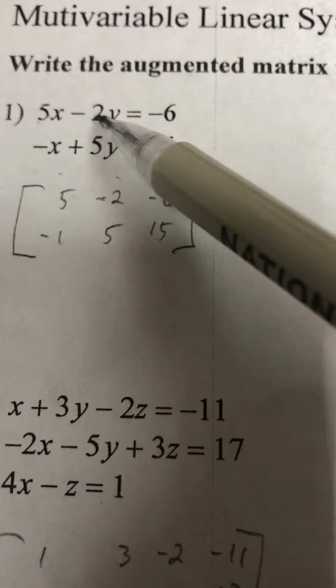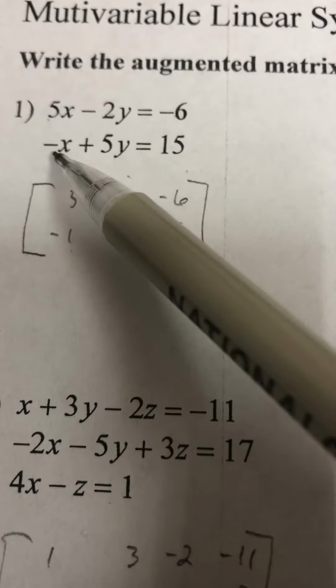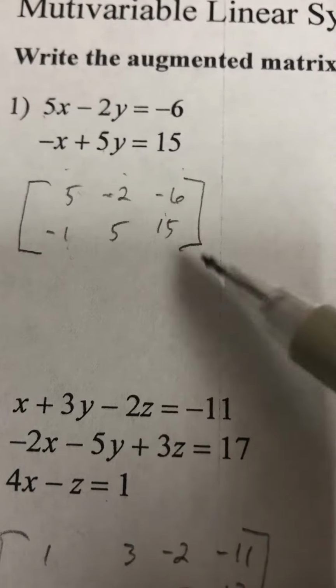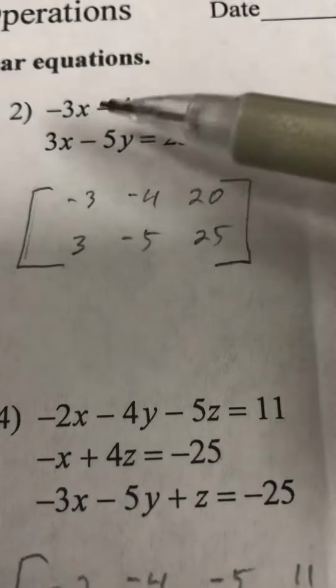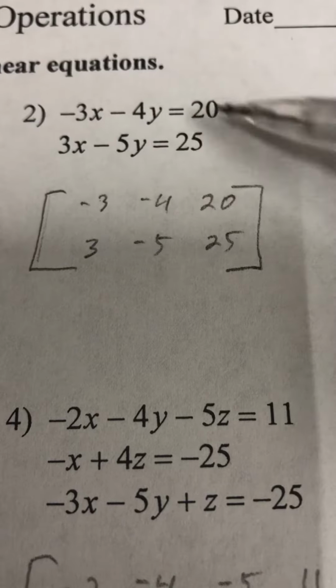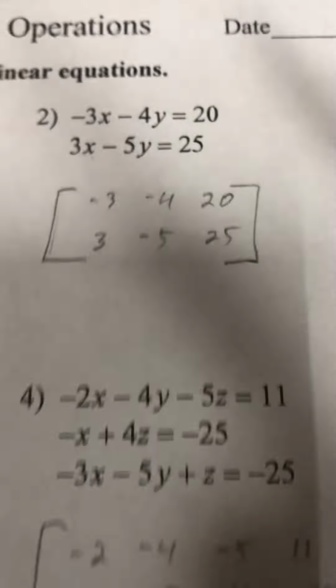We have 5, -2, and -6, and we have a -1 x value there, and then we have a 5, and then we have 15. I'm going to go through all these because it's very short, just so you get the hang of it before we move to more complicated things later this week. So we have -3, -4, and then we have 20. And then in front of this x, we have the 3, we have the -5, and we have 25.